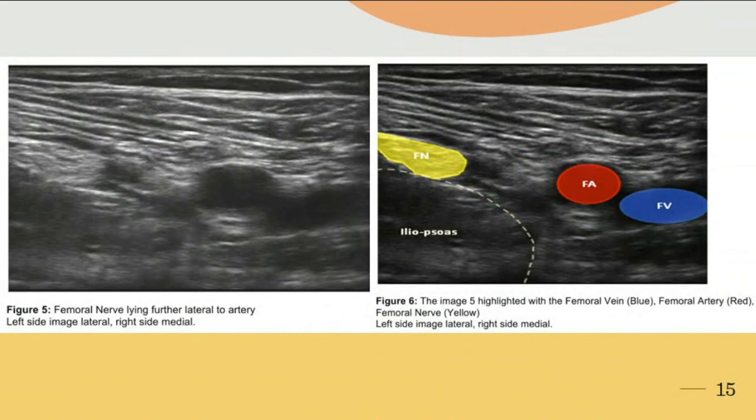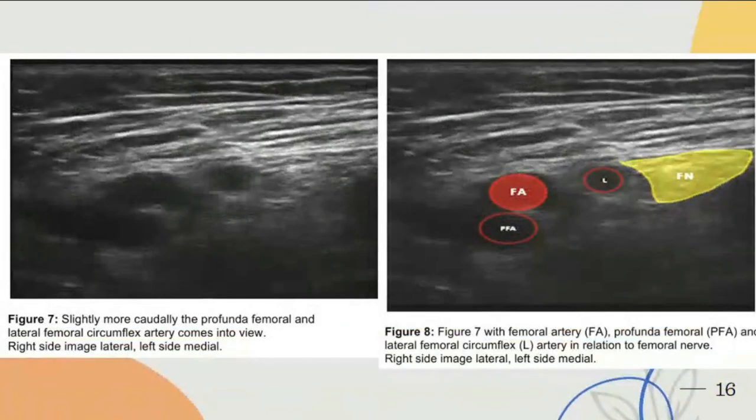So this is just another ultrasound image to show, because everyone's anatomy is different, but the most important thing is you must be able to identify the fascia iliaca, and you just scan upwards and downwards, and you track, make sure it's the correct nerve.